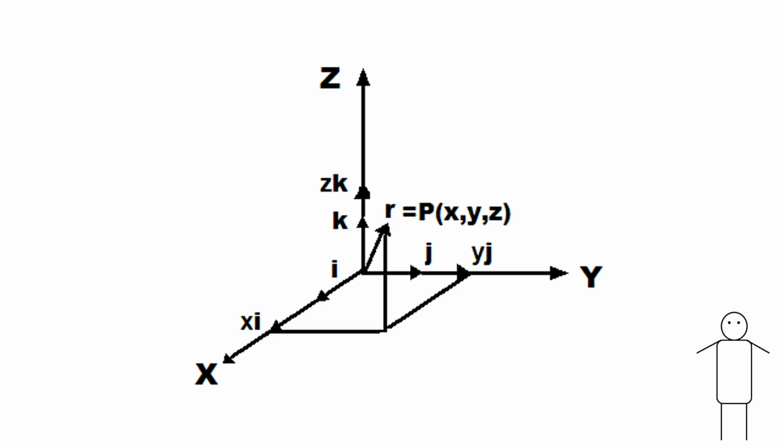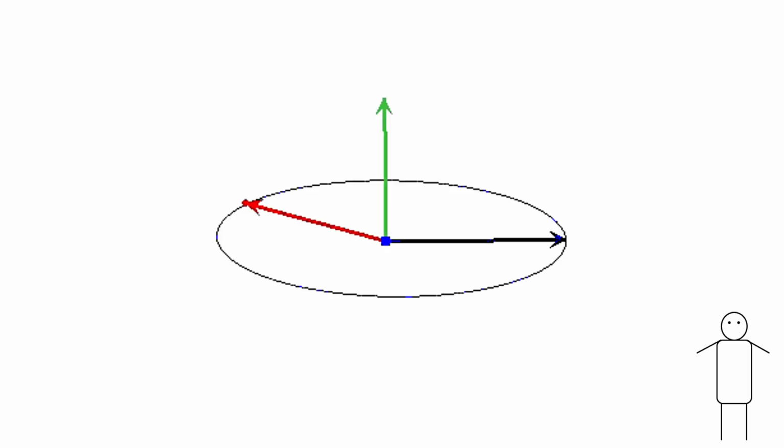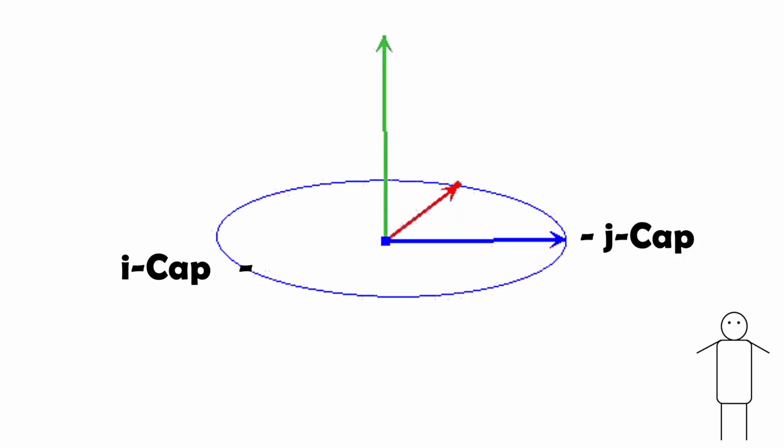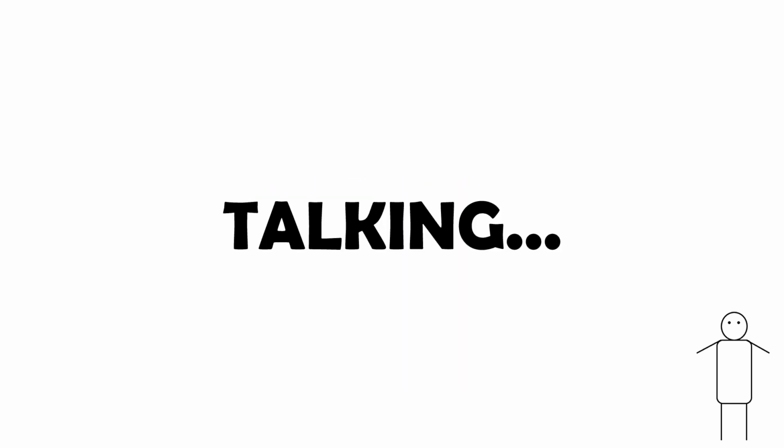Talking about the vector components, there are three major components of a vector, which are the I-cap, the J-cap, and the K-cap. All these just indicate where the object is advancing towards. The I-cap indicates the x-axis, the J-cap indicates the y-axis, and likewise the K-cap indicates the z-axis, in this three-dimensional plane. Now let's proceed towards the video.